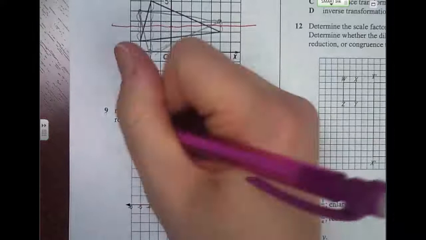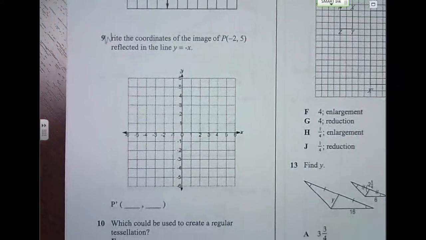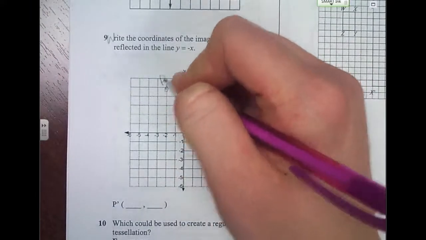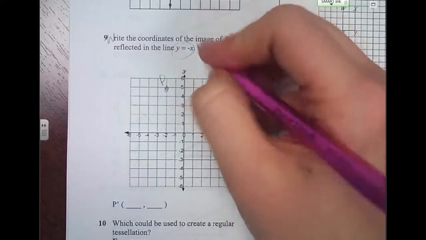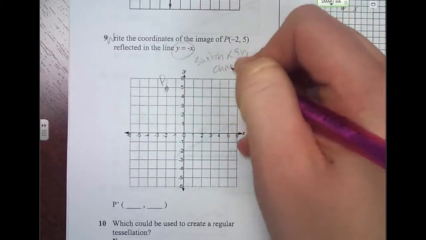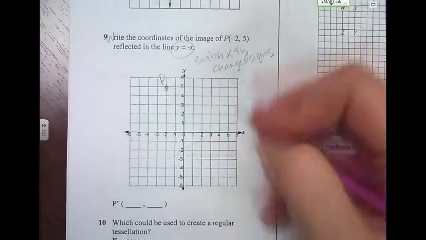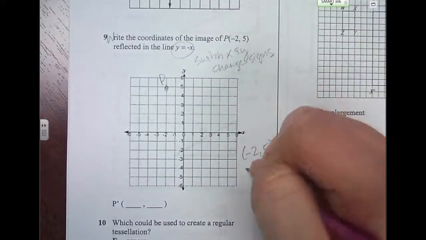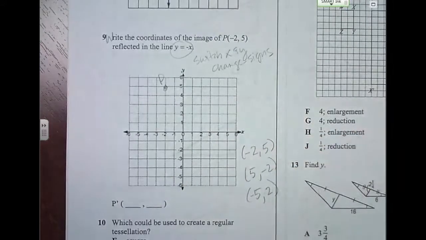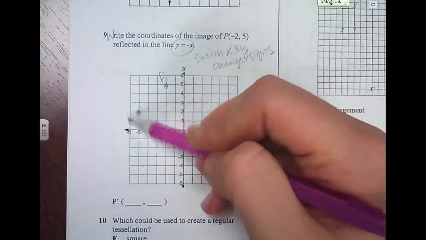Number 9, write the coordinates of the image of P negative 2, 5 reflected in the line y equals negative x. So negative 2, 5 would be right here. So if you're going over y equals negative x, that means you switch x and y and change the signs. Okay, so if I switch x and y from negative 2, 5, it would become 5, negative 2, and then I change the signs. Negative 5, positive 2. So negative 5, positive 2 is P prime.